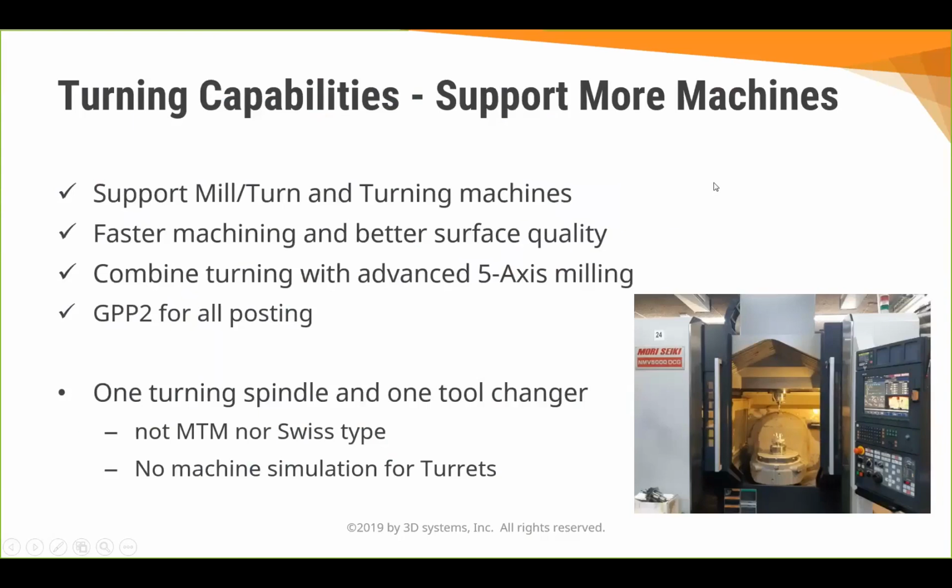So we support, as I said, mill turn and turning machines for faster machining and better surface quality. We use the same GPP2 post engine, and it is possible to combine turning with advanced 5x milling. Currently, we support machines with one turning spindle and one tool changer.